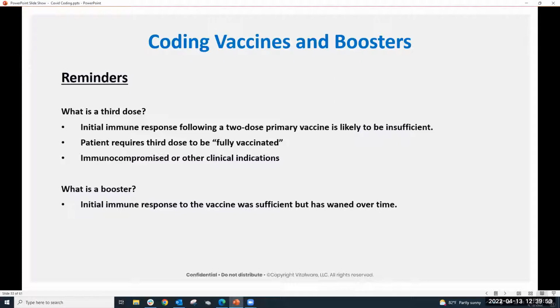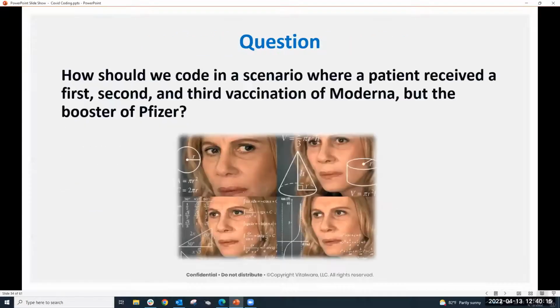A booster is different because for a booster, the initial response to the primary series of vaccines did create a sufficient reaction to the vaccine, but it's waned over time. So they need a booster just to get their immune system back up there. So how should we code in a scenario where a patient received a first, second, and third vaccination of Moderna with the booster of Pfizer?